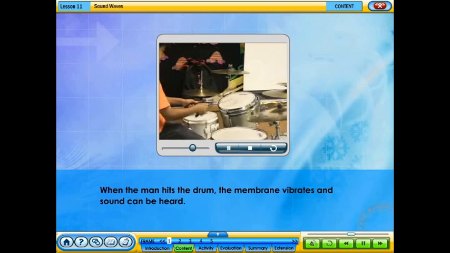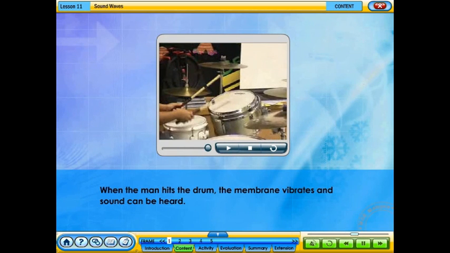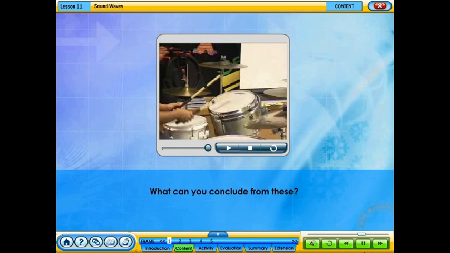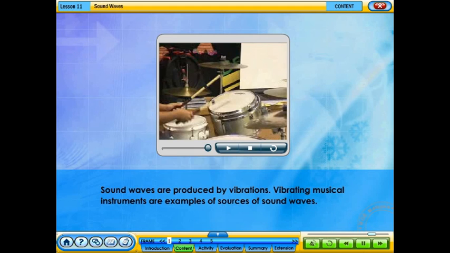When the man vibrates and sound can be heard. What can you conclude from these? Sound waves are produced by vibrations. Vibrating musical instruments are examples of sources of sound waves.